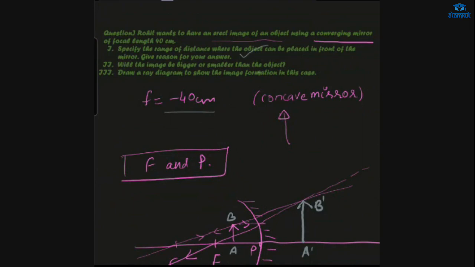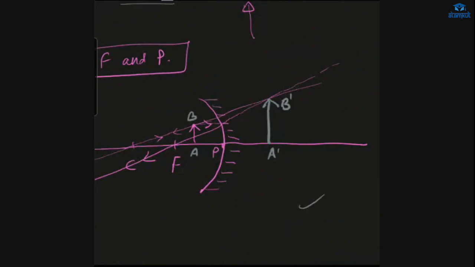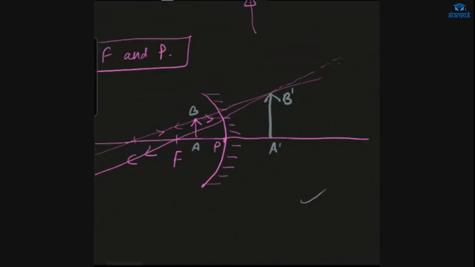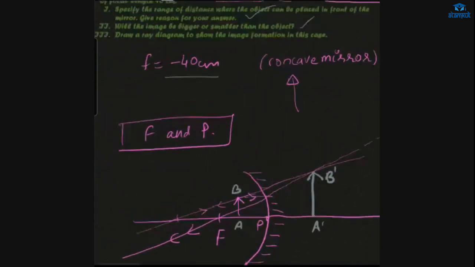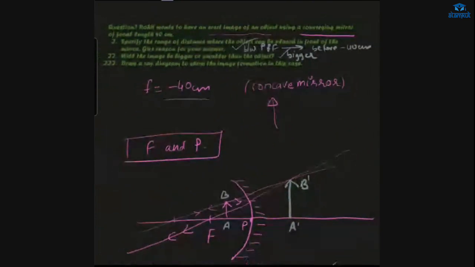Will the image be bigger or smaller than the object? Watching this ray diagram, you can say that it will be bigger than the object. Okay, so it will be bigger. It will be between P and F, or you can say within 40 centimeter in front of the mirror.